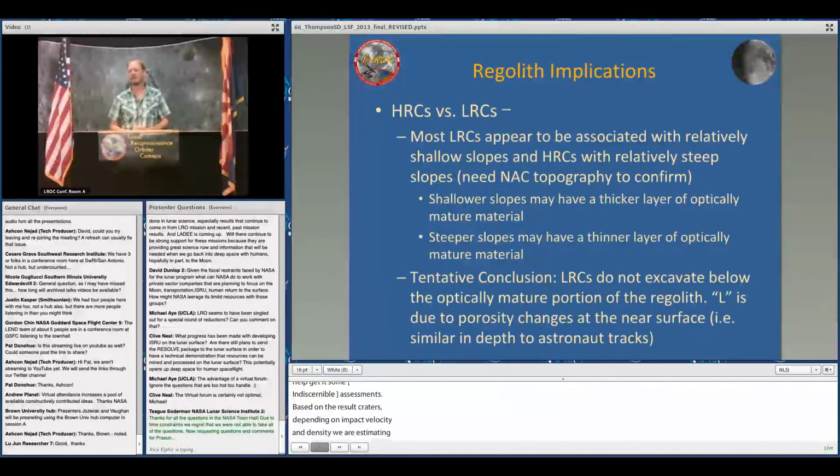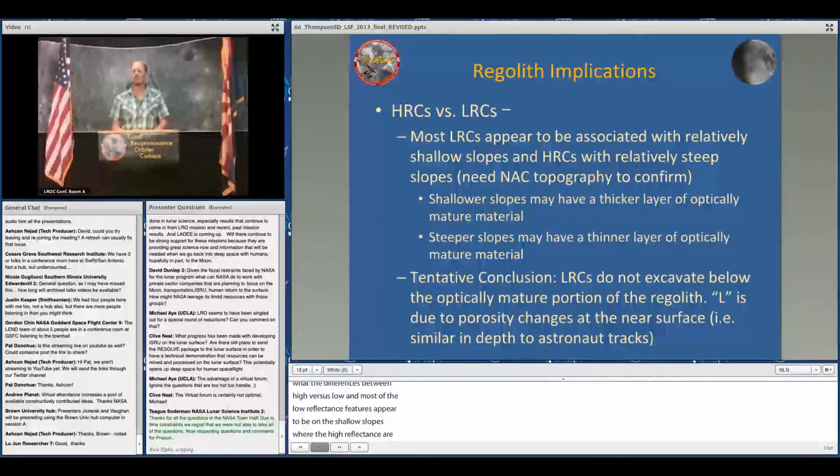And finally, implications for the regolith. We've been looking at trying to decide what the differences between these high versus low reflectance features are. And it turns out that most of the low reflectance features appear to be on the shallow slopes, where the high reflectance are on the more steep slopes, although we need the NAC DEMs to confirm that.